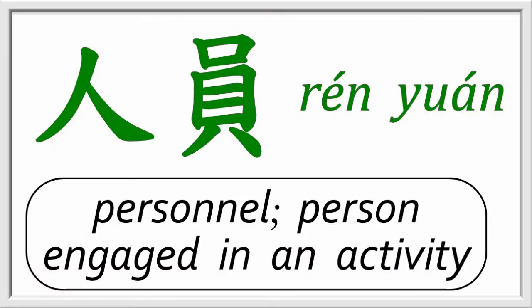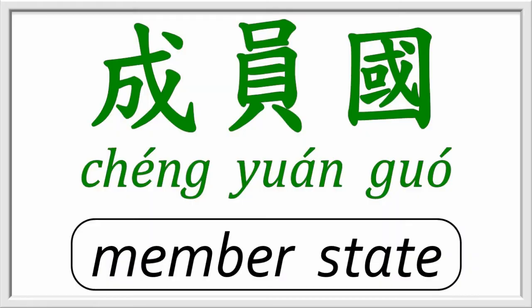A circle implies completeness, so yuan was used to represent entire groups of people and eventually to refer to individual members making up that group, that circle. The word for personnel, or anyone engaged in an occupation, is 人员. A member of an organization is 成员, literally one who makes up the circle. And 成员国 would be a member state or member country, as of the United Nations, for example.